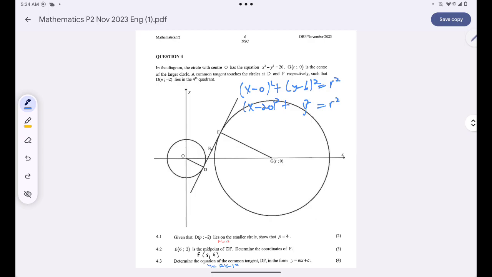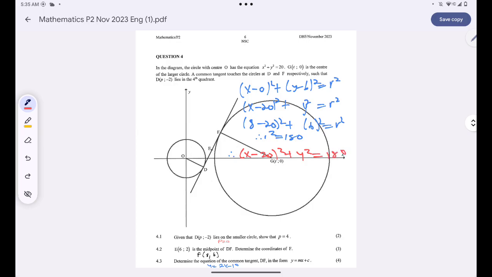Né? And then for me to find the value of r squared, I must just substitute any point at the circumference. I have a point F there. Né? I know that for my F, the x value is 8 and the corresponding y value is 6. I'll therefore get my r squared. Simply have 8 minus 20 squared plus 6 squared. R squared is equal to 180. Né? So, therefore, I can simply conclude that x minus 20 squared plus y squared is equal to 180.